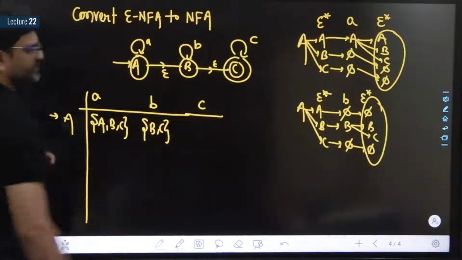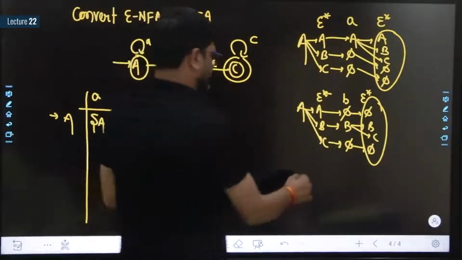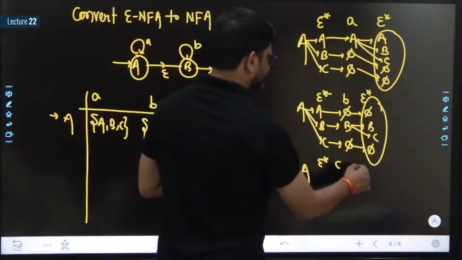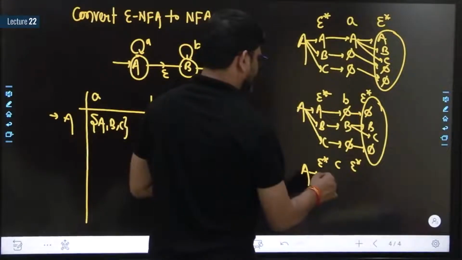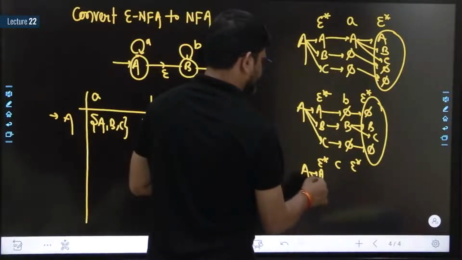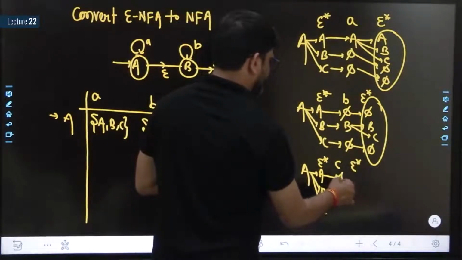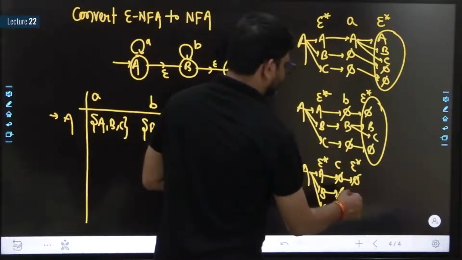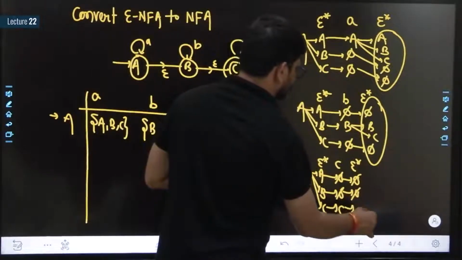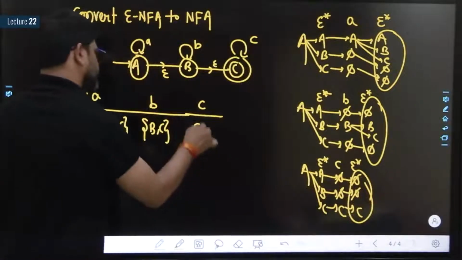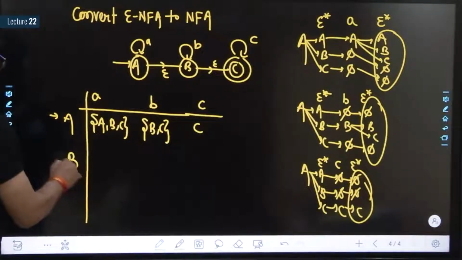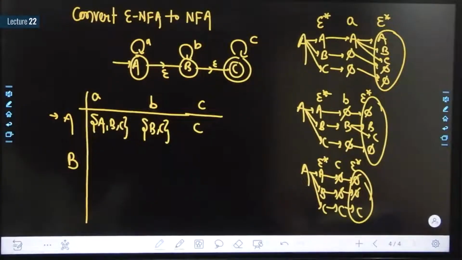Now, for C, epsilon closure of A, B, C. A on C, phi. B on C, phi. C on C, C. Epsilon closure of phi. Epsilon closure of C is C. Now, this is A on C. Clear? Now find out the transitions of state B. Do fast.